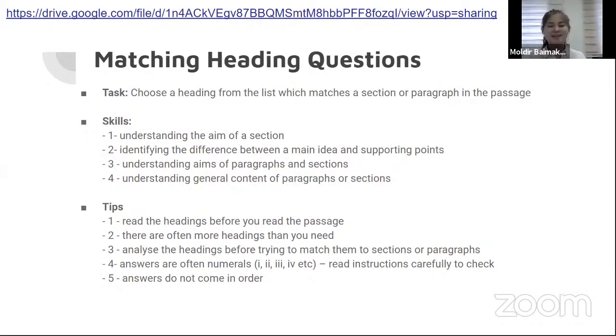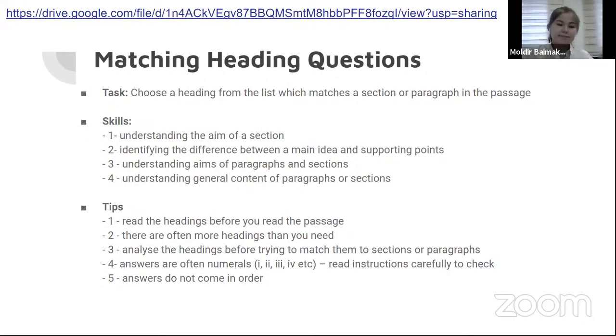Okay, but still, I mean, it is a really delicate thing. So this is again, let's say, understanding general content of paragraphs or sections. So we have general content, we have main idea, and these are the two things that you have to look for. Pretty much that's it.